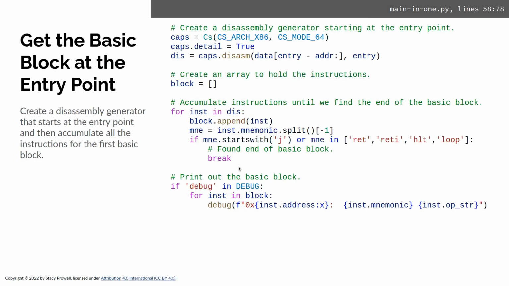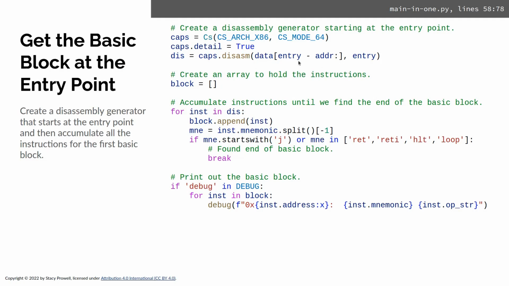Now I've got to get the basic block for the entry point. So here's how I do that. I create a disassembly generator for 64-bit x86. I set detail to true, so I get all the nasty, gory details. And then I create a little disassembly generator right here. And here's where that notion of the offset comes in and becomes important. I don't think anyone was fooled by this. This is basic computer science, like CS 102 level stuff.